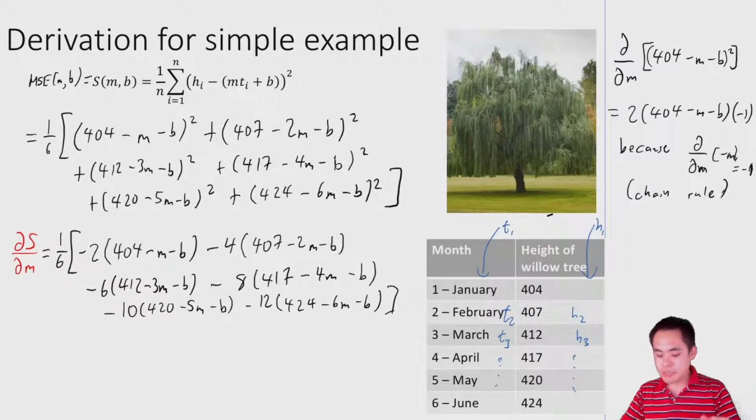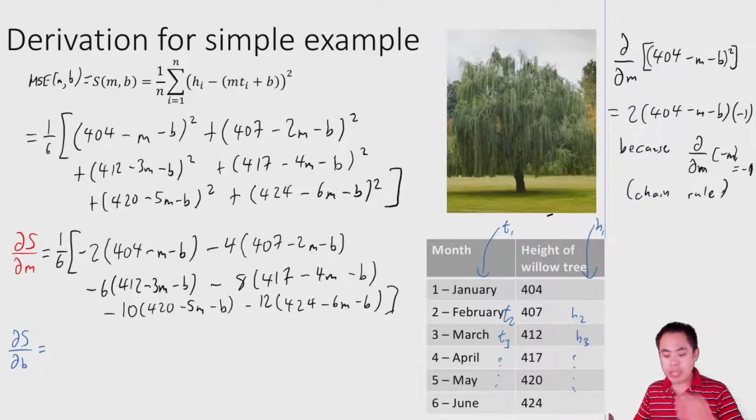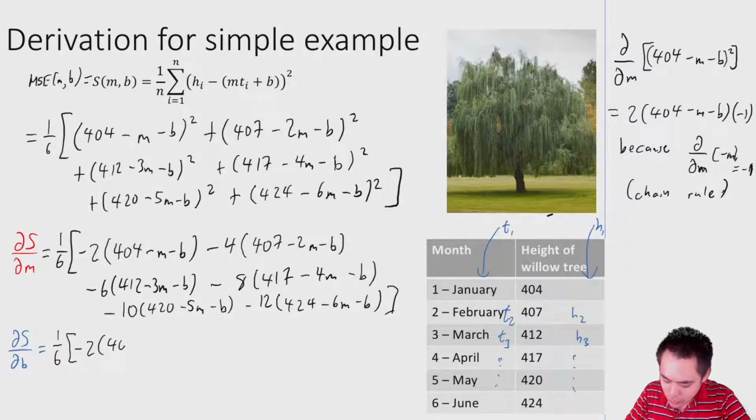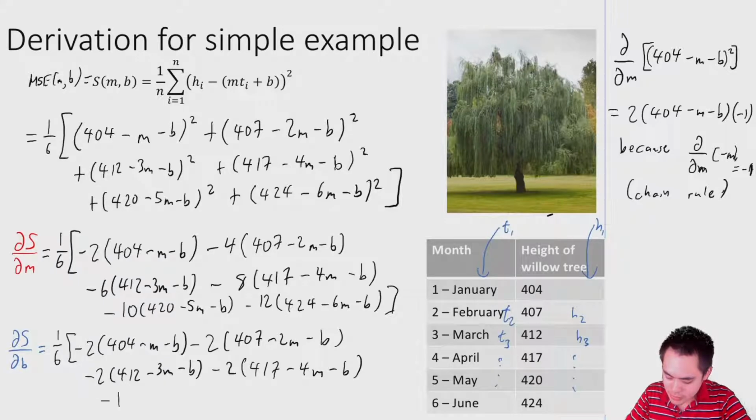Okay, so moving on, that's the partial derivative with respect to m. Well, we also need the partial derivative with respect to b, right? So ds db. Well, what's that equal to? Now we're taking with respect to b and not with respect to m, and this is actually a little bit easier. So if we start with the 1/6 again, and for each of these things, the derivative of minus b is just minus 1, and we don't have the 2m, 3m, 4m, because we just have a minus b on each of them. So this is going to just be minus 2 times 404 minus m minus b, minus 2 times 407 minus 2m minus b, minus 2 times 412 minus 3m minus b, minus 2 times 417 minus 4m minus b, minus 2 times 420 minus 5m minus b, minus 2 times 424 minus 6m minus b.